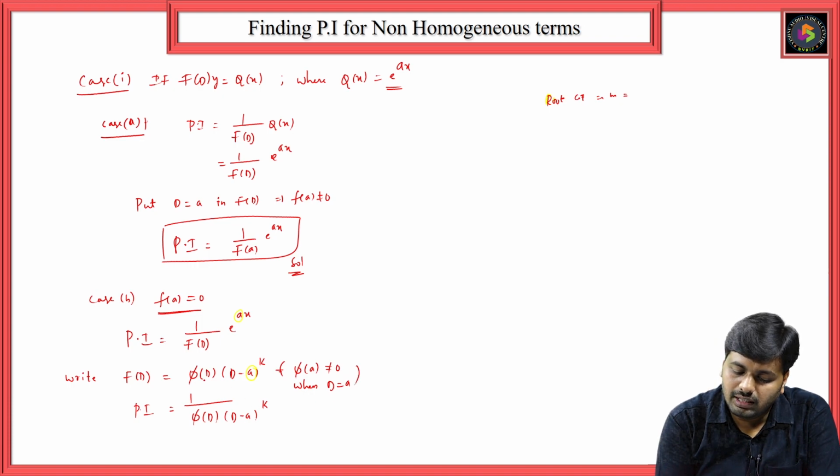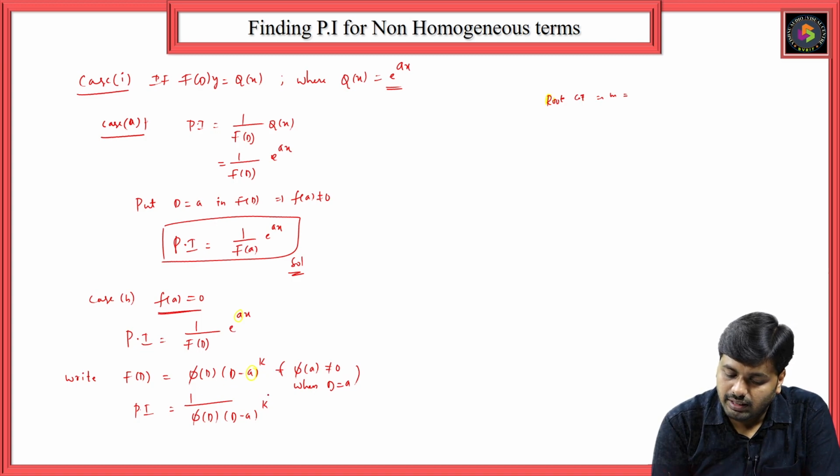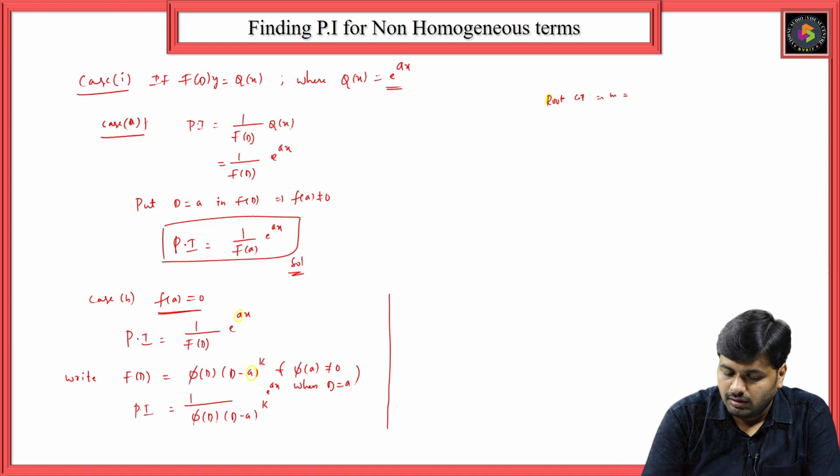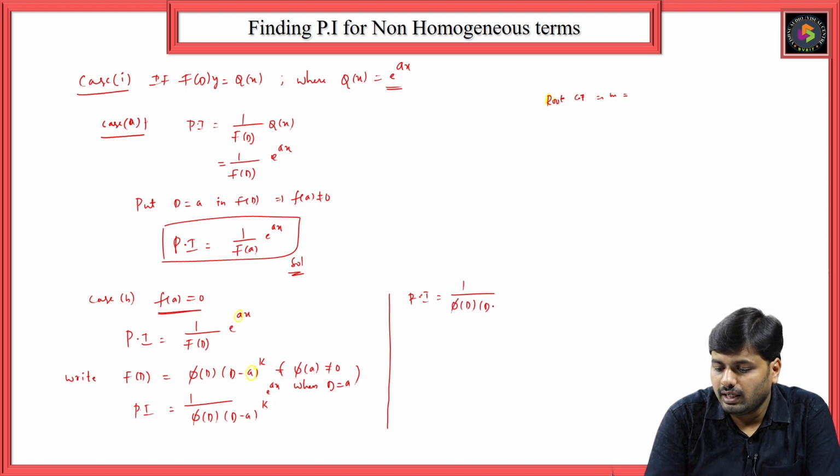When I substitute d equal to a in this phi of d, it will be not equal to 0, then only this is valid. So the solution will be, the particular integral rewritten here again: 1 by phi of d and (d minus a) whole power k into e power ax. So this becomes 1 by phi of a, we put d equal to a in this equation, that is x power k by k factorial into e power ax.